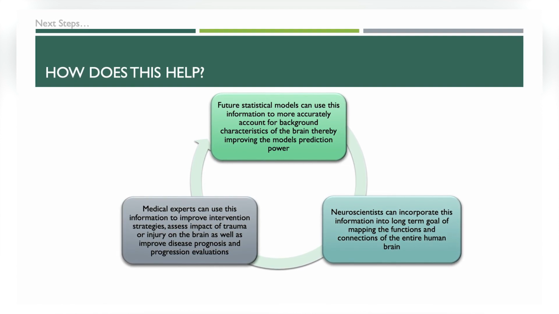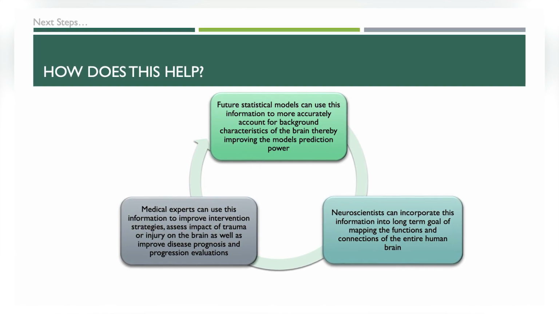Now, lastly, we have the medical experts who can always use any additional information on the way that our brain is functioning to improve different intervention strategies, to assess the impact of trauma or injury on the brain, and as well to improve disease prognosis and progression evaluations for the brain. So as we can see, there really are many different medical experts, many different fields that all benefit greatly from understanding the background connectivity of our brain better.